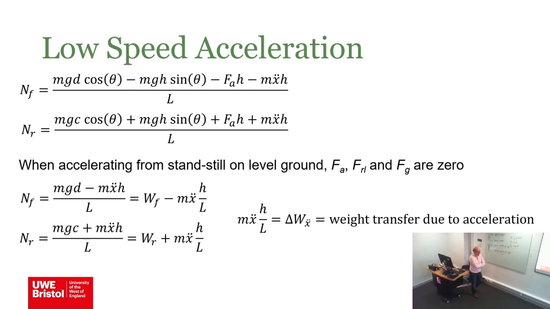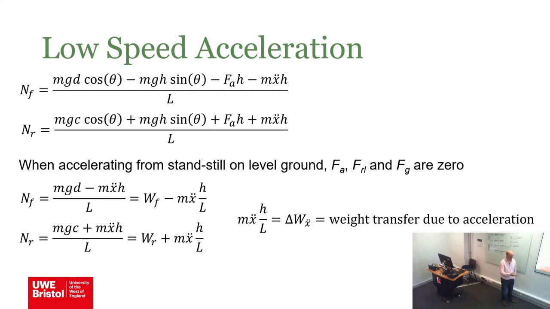So by dividing the equation up like this, okay, we've got the weight of the front and the weight of the rear, okay, plus or minus this term here, okay. So at the front it unloads, and in the back it loads up by the same amount. So this value, m x double dot h upon L, is known as the weight transfer, delta W, okay, due to acceleration. Weight transfer due to acceleration is delta W.